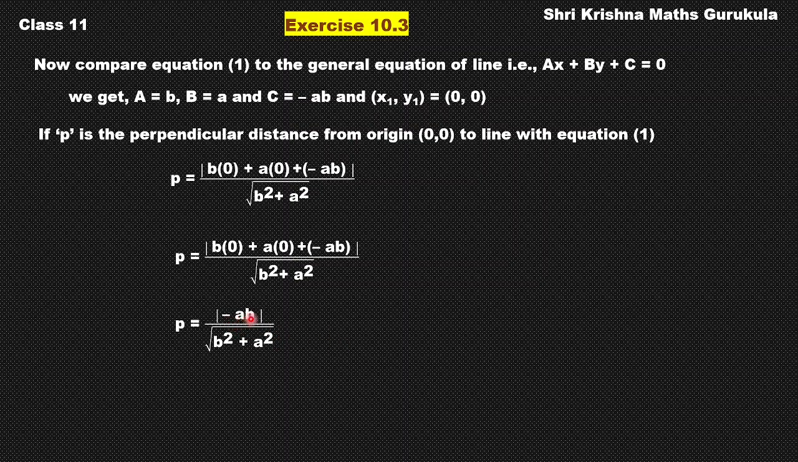This modulus of minus ab, since we are finding the distance, this term in the numerator becomes positive. We have applied modulus and we will be considering only the quantity of it. So the term becomes positive. That would be p is equal to ab whole divided by root of a square plus b square. I have just rearranged it.